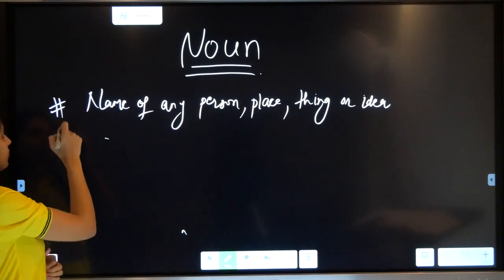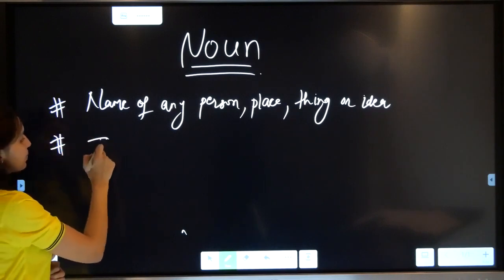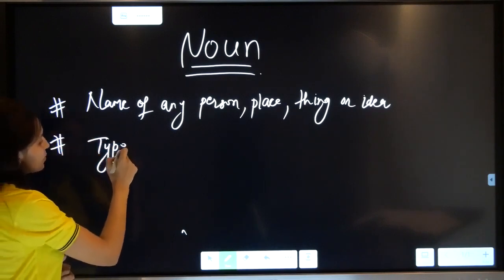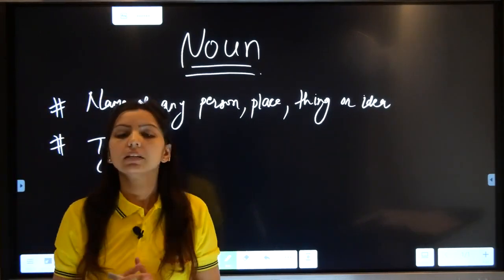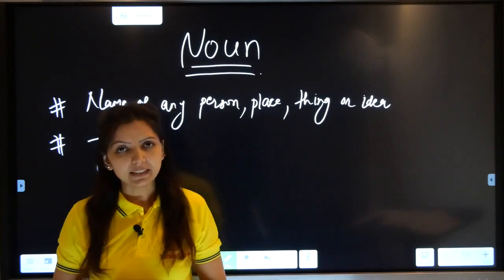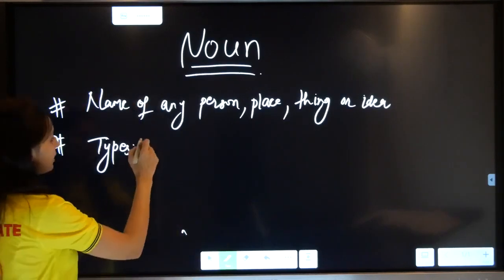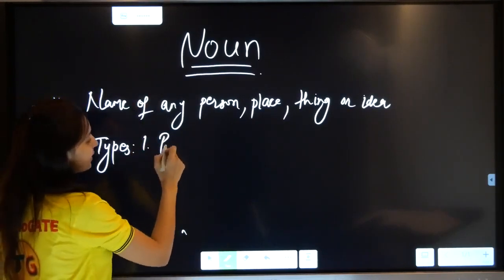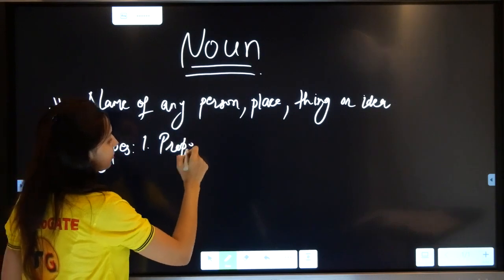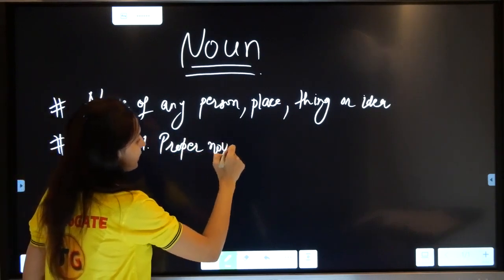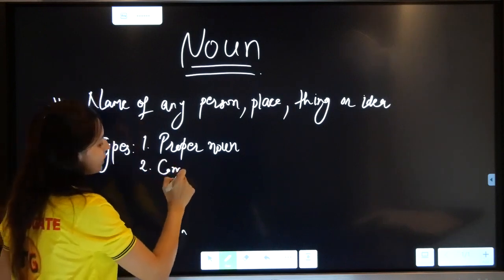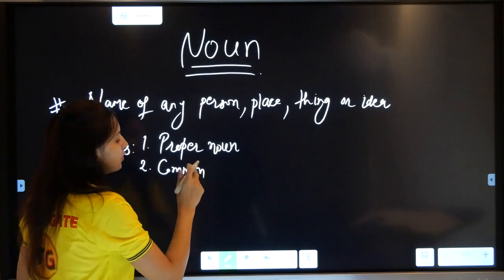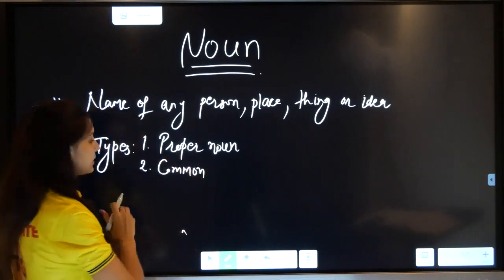Now, next point is types. How many types of noun are there? So we can divide all the names in the universe into different 5 categories. One by one we will be covering them. So first category in noun is proper noun. Second category is common noun. What are these? We will be covering these types in the upcoming lecture series.